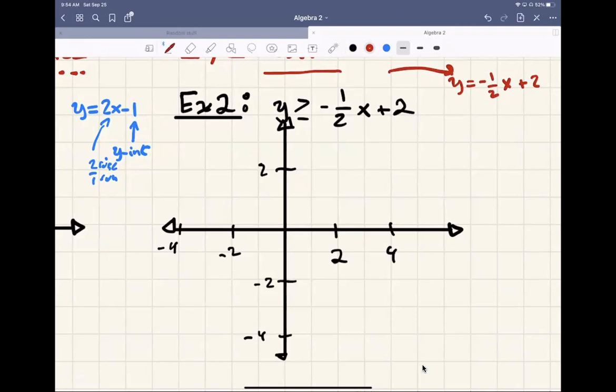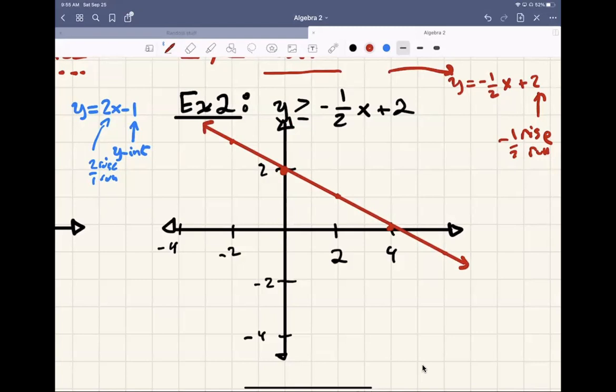So we're going to start at our y-intercept, which is 2. And our slope is -1/2. So that means for our rise and our run, we're going to go down 1, over 2, down 1, over 2, and up 1 to the left. Because it's the or equal to sign, this time our line is going to be solid.